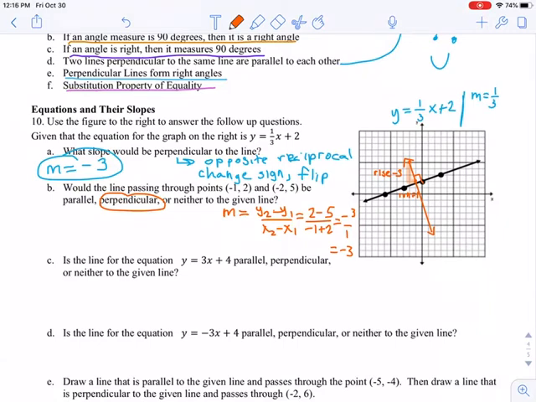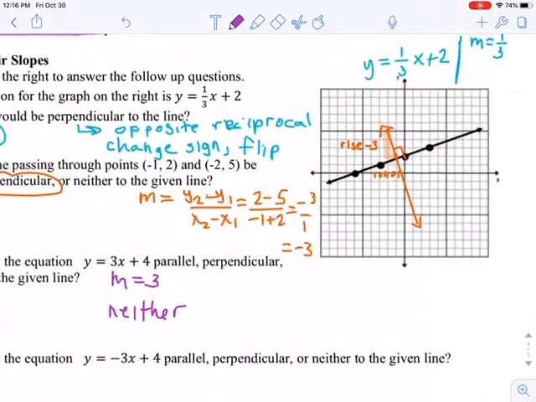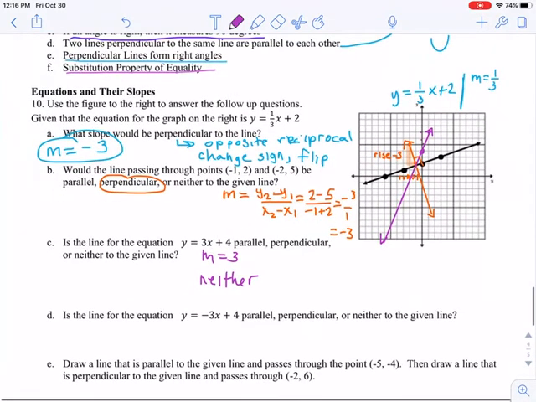Is the line for the equation y equals 3x plus 4 parallel, perpendicular, or neither to the given line? This has a slope of 3. It's neither, because remember, we didn't change the sign. If we look at it, it has a y-intercept of 4 and a slope of 3, so 1, 2, 3 over 1. And we can just tell that purple line is neither. It intersects, but it's neither.